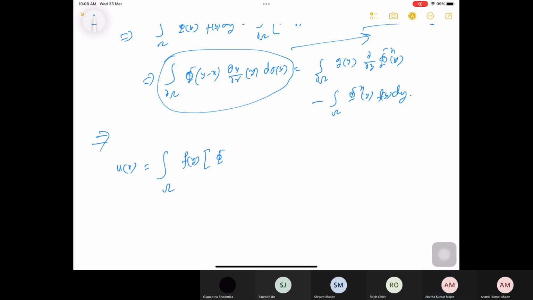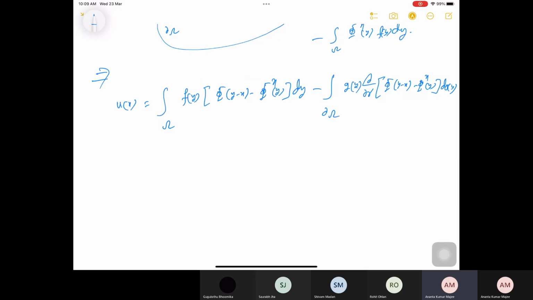Now I have the term phi of y minus x, minus phi^x of y, dy, minus the integral over the boundary of g of y times the normal derivative of, again exactly the same part, phi of y minus x minus phi^x of y, d sigma y. So if u solves my Poisson equation, and we incorporate the fundamental solution phi, what we end up with is that the solution u(x) has the following representation.